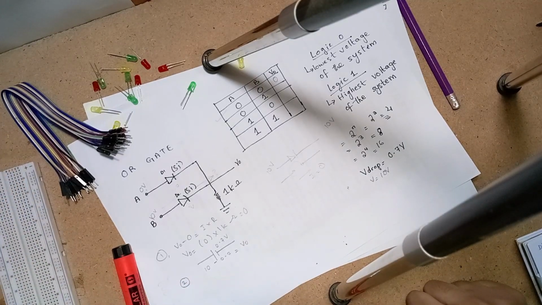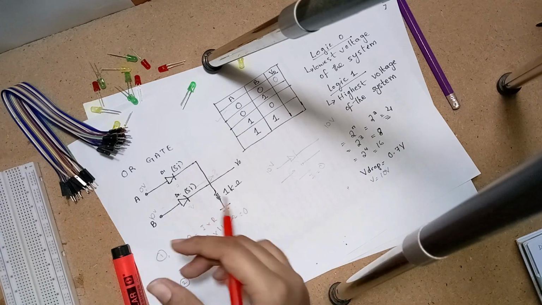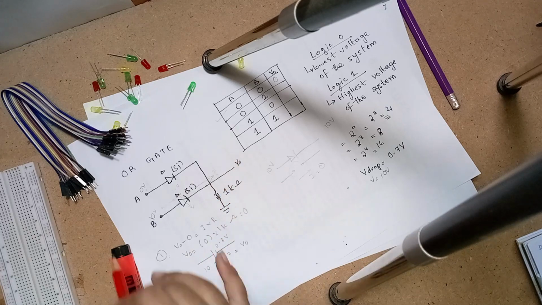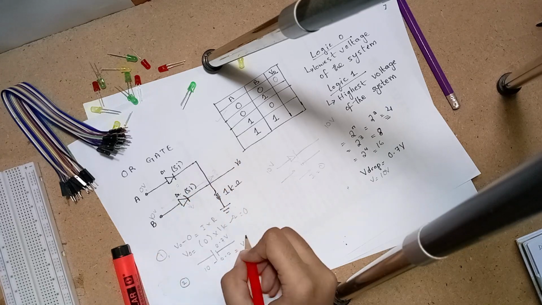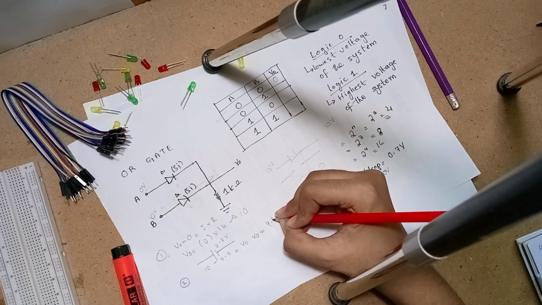Now if you're an electronics engineering student, you can also apply KVL or KCL at this point, but using your common sense, you can see that this is the supply voltage, something would be dropped here, and then this would be the output voltage. So we're going to subtract 0.7 from 10, and we're going to get V naught equals 9.3 volts.